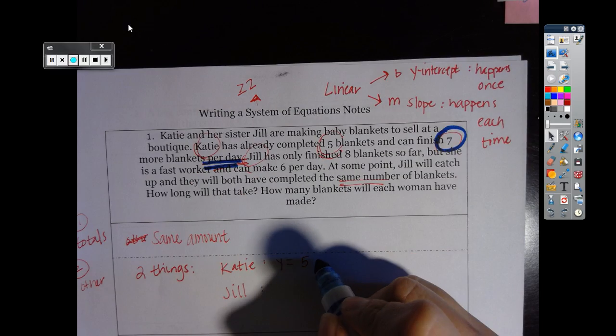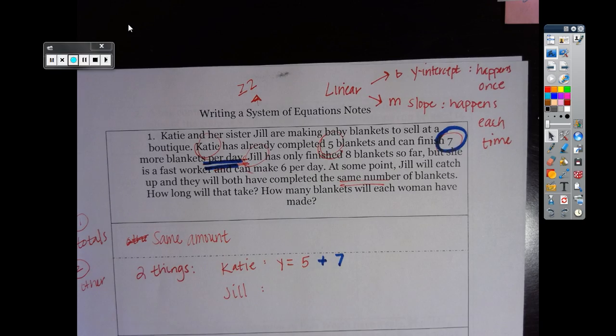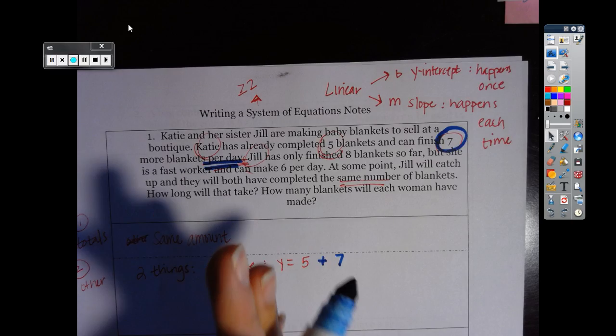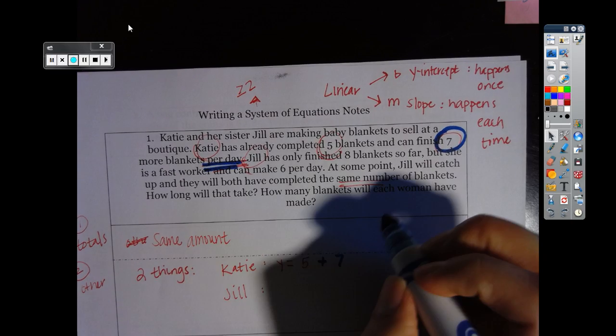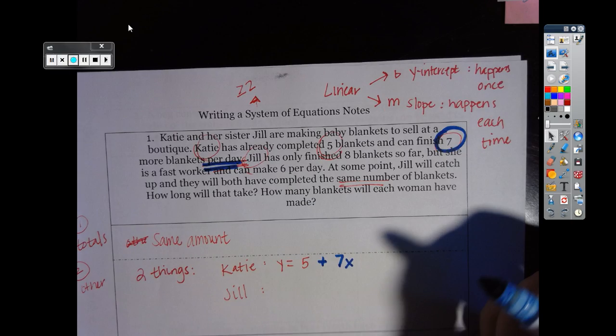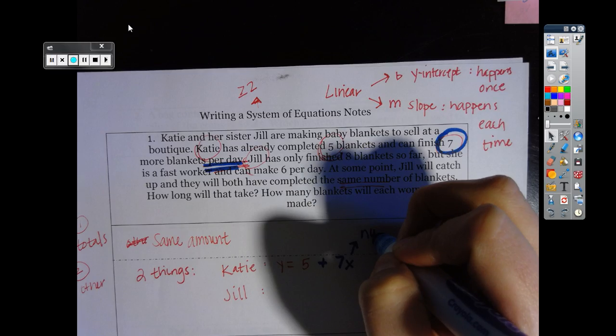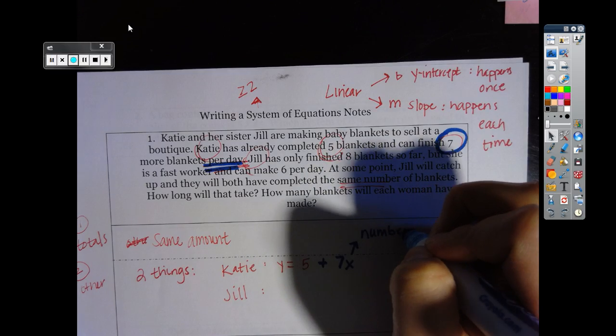So we're adding 7 per day. It's not 7 total. It's per day. If she does 2 days, that would be 14. So instead of putting just 7, I write 7x because it's per day. Now, x is going to stand for the number of days.